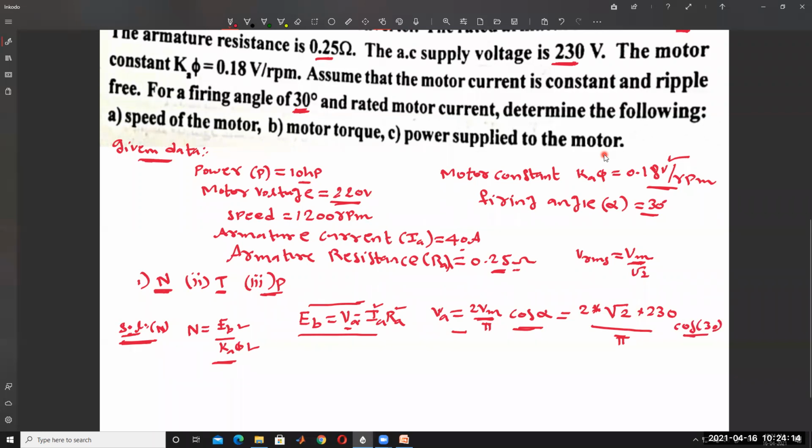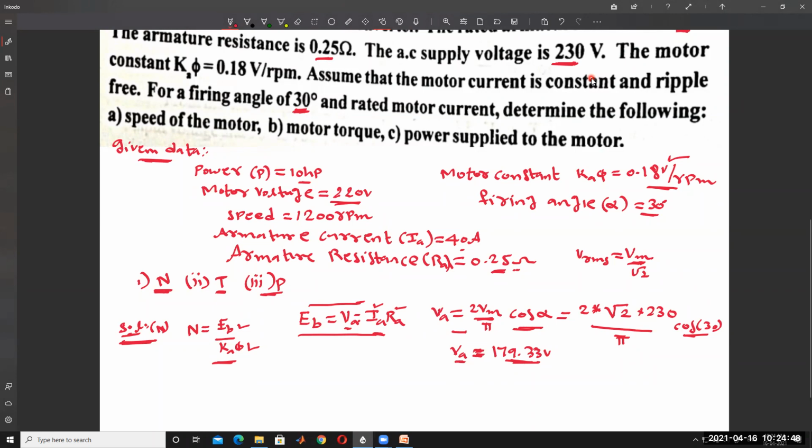So tell me what is the VA here? Use calculators, find VA. Approximately 179.33. This is the voltage. VA is equal to armature voltage is equal to 179.33 volts. Substitute here in this equation.